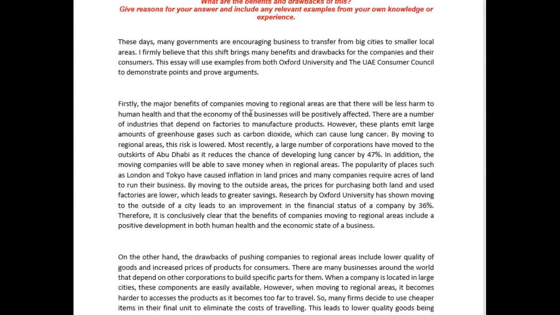Can you tell me why? Most recently, a large number of corporations have moved to the outskirts of Abu Dhabi, as it reduces the chance of developing lung cancer by 47%.